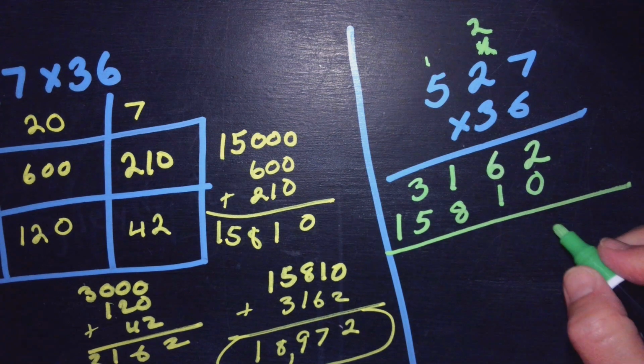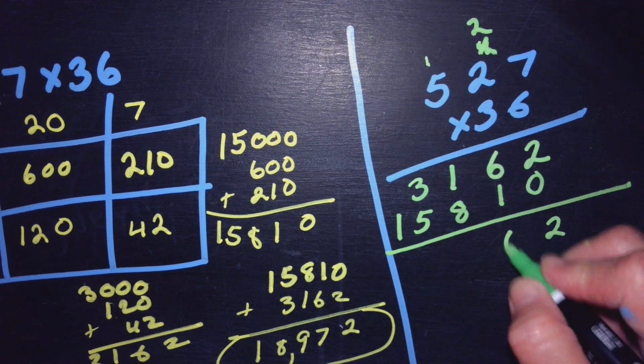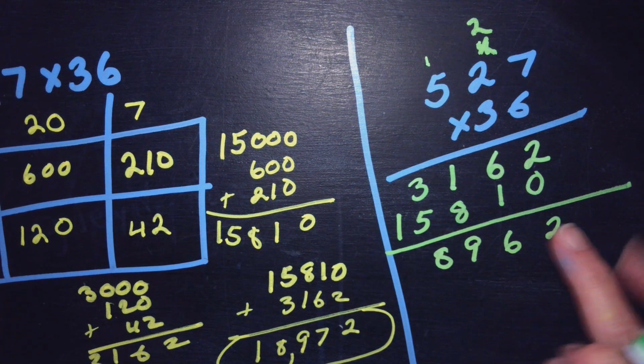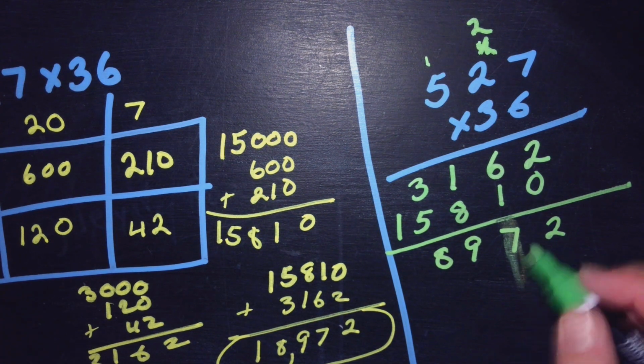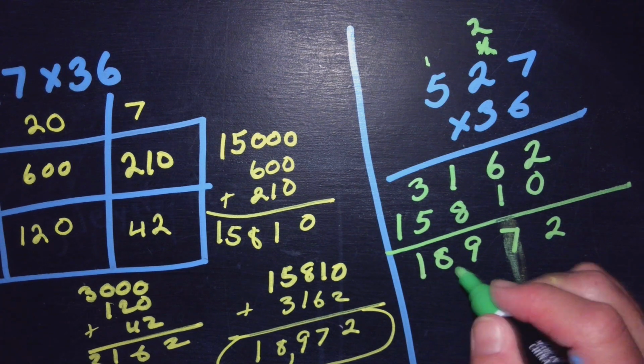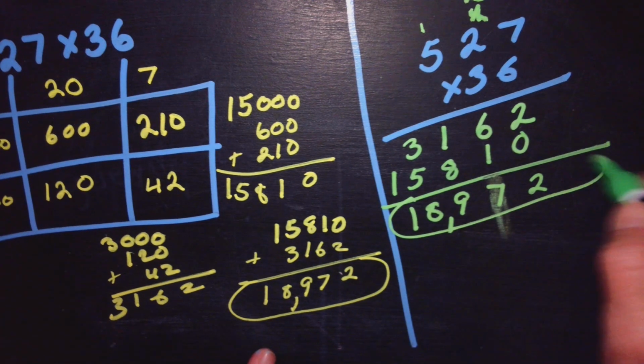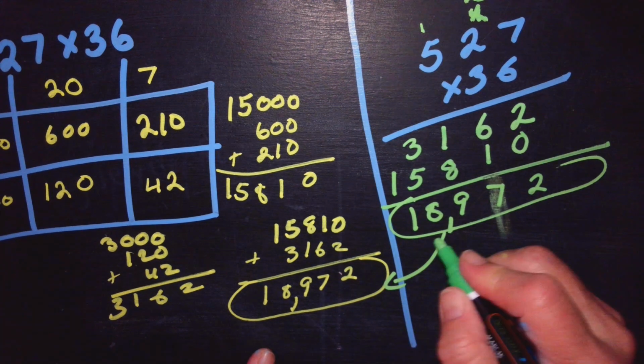And when I add, I'm going to get 2, 7, 9, 8, 1. And my two answers, again, should be the same.